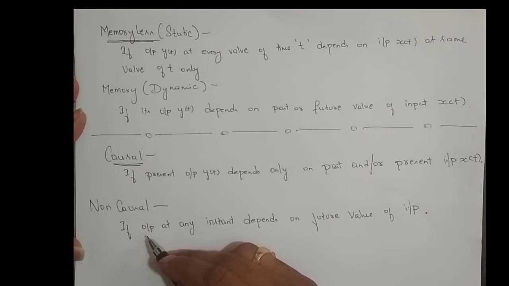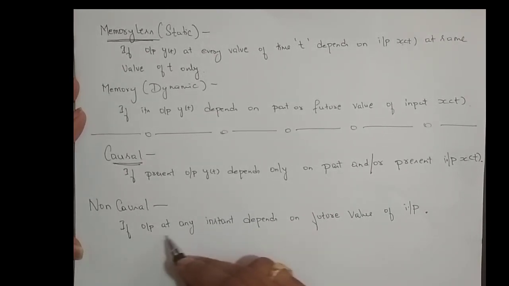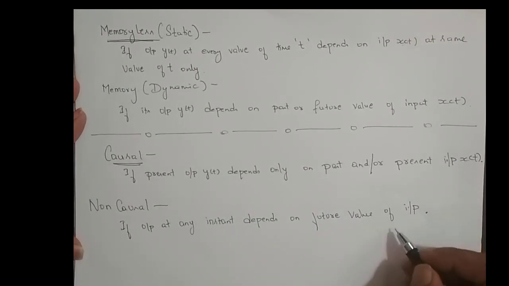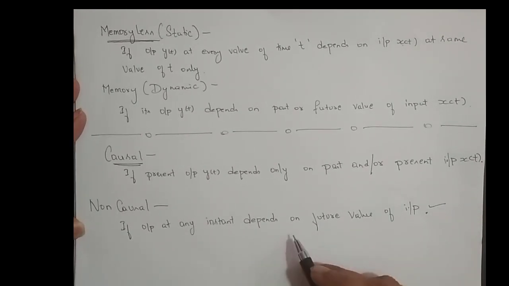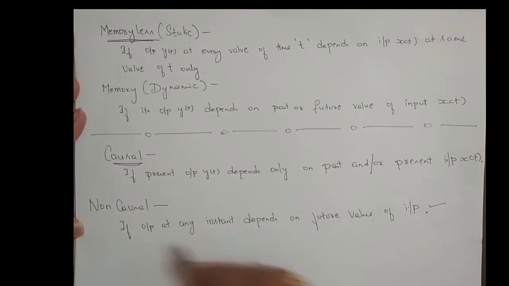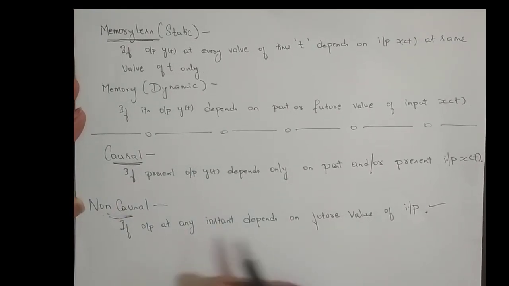And the system is said to be non-causal if the output at any instant of time depends on future values of the input. Remember it like this: if the system output depends upon the future input value, then the system is non-causal. Otherwise, the system is causal. Right?